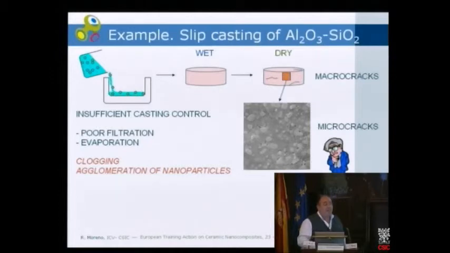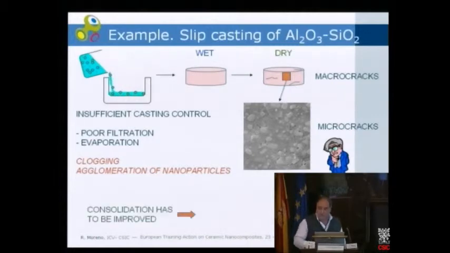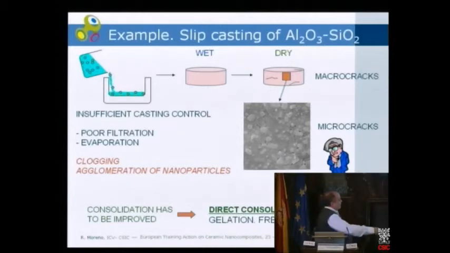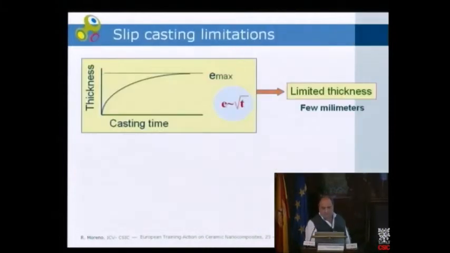So we need to solve this problem, and sometimes, to avoid the presence of those macro cracks observed in slip casting, we need other processes. We need to improve consolidation, and sometimes the solution goes to a gelation mechanism or a freezing mechanism.